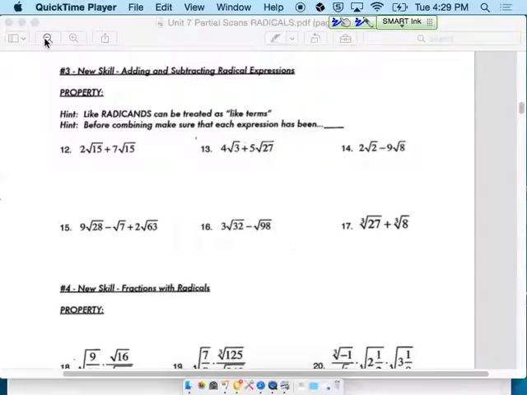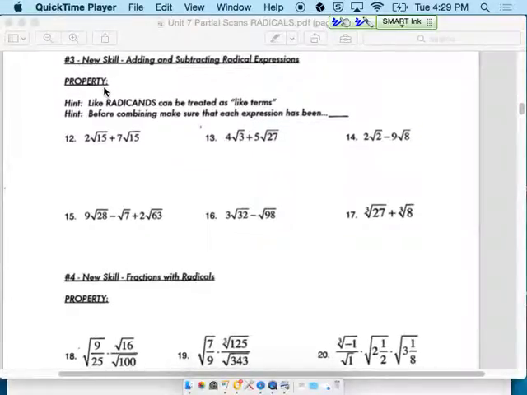For this video, we'll go back through the skill of adding radicals. You can think of them as like terms. You can only combine radicals in the world of addition whenever the radicands are the same. So before you do anything, make sure that each expression has been simplified.